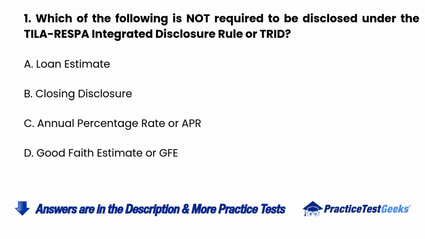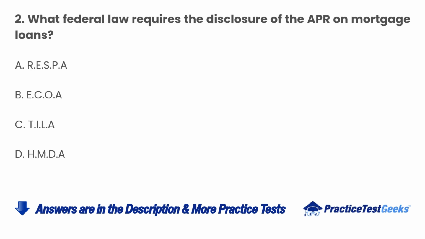1. Which of the following is not required to be disclosed under the TILA-RESPA Integrated Disclosure Rule or TRID? A. Loan estimate. B. Closing disclosure. C. Annual percentage rate or APR. D. Good faith estimate or GFE.